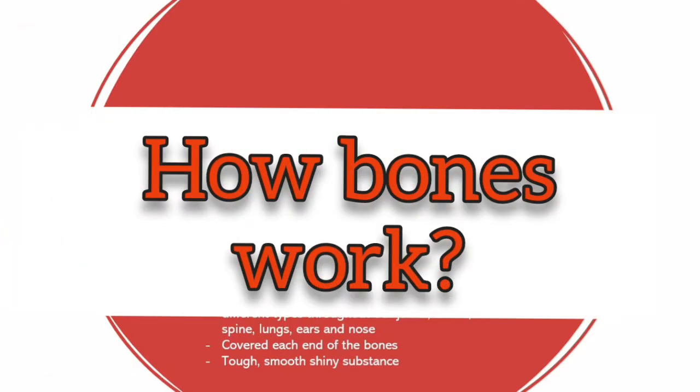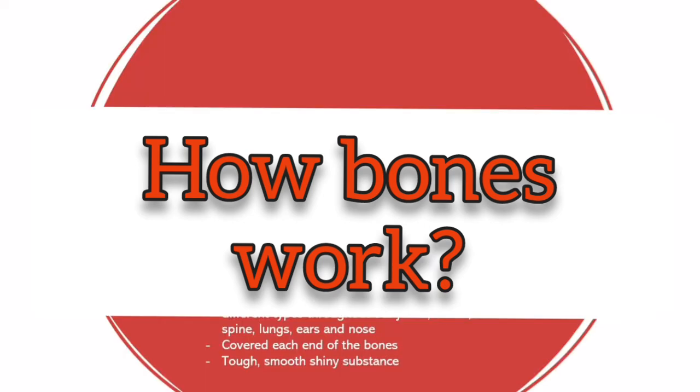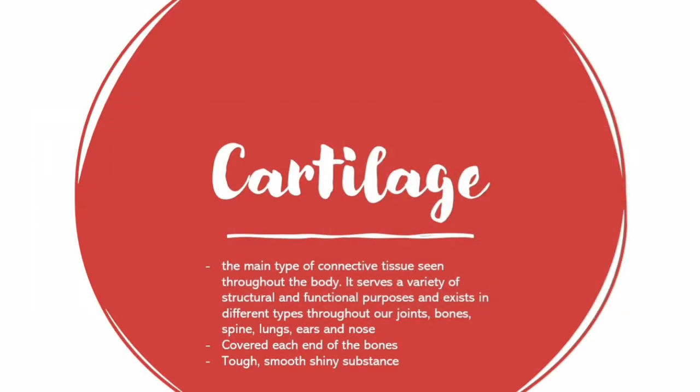How do bones work? Our bones don't work on their own. The bones join together to form joints. The end of each bone is covered by a tough, smooth, shiny substance called cartilage that works like oil in a car. So what is cartilage?